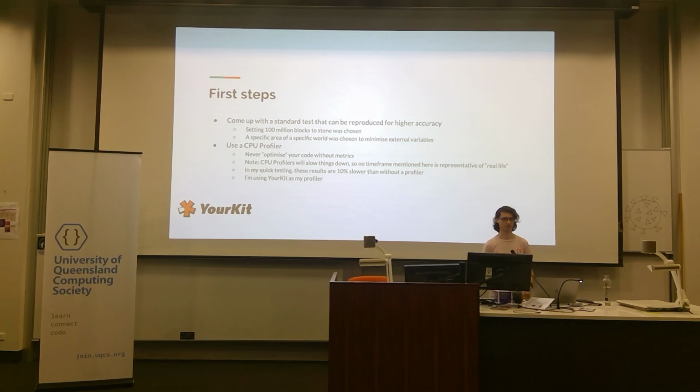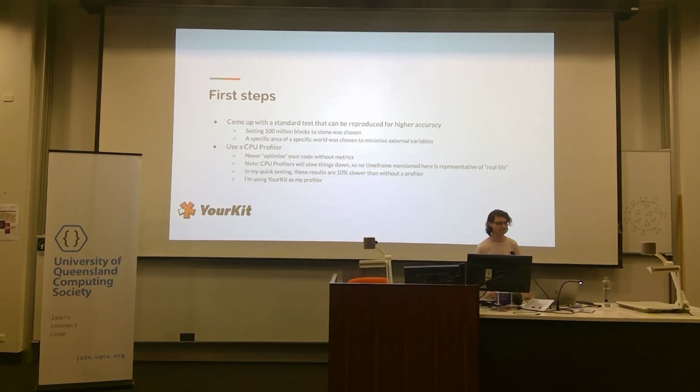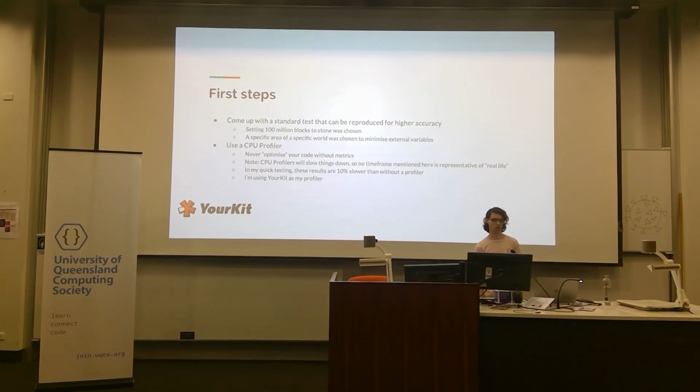So the first step that I took once I actually decided to optimize this was coming up with a standard test that can be reproduced for higher accuracy. What I chose was setting 100 million blocks to stone. It doesn't really matter if you don't know what that is. Just know that it's a standardized test. A specific area of a specific world was also chosen to minimize the impact of external variables. Also doesn't matter if you don't know what that is, but minimizing external factors that can actually impact performance is important, because otherwise you don't know if you're testing external factors or your code.